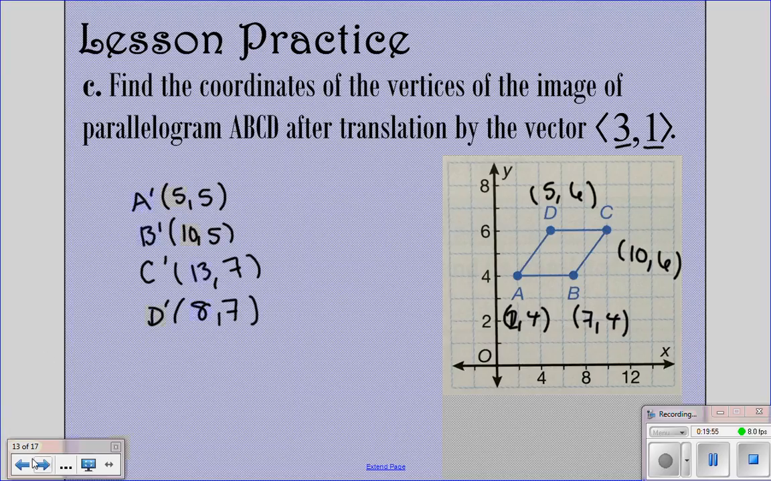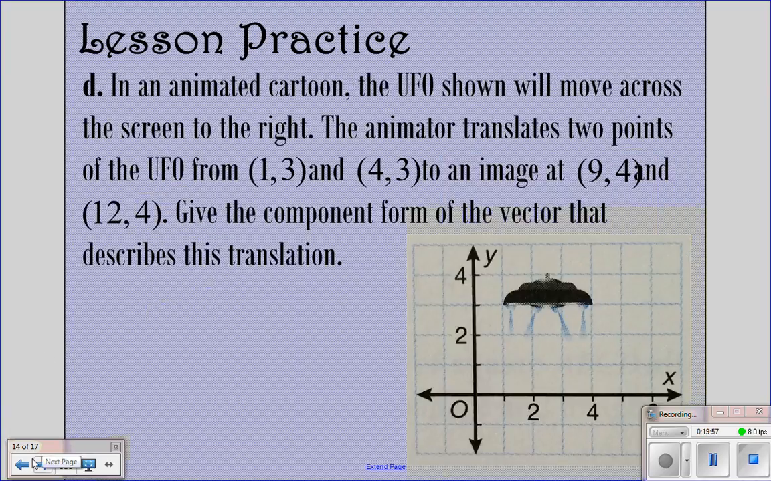Okay? Looking at the next one, the last practice problem. Y'all try it and then pause the video. And once everyone's finished, y'all can check your answer and unpause the video. So we have 2 points, 1, 3, and 4, 3. And it goes to 9, 4, and 12, 4. And it wants to know what the component form of the vector that gives that translation would be.